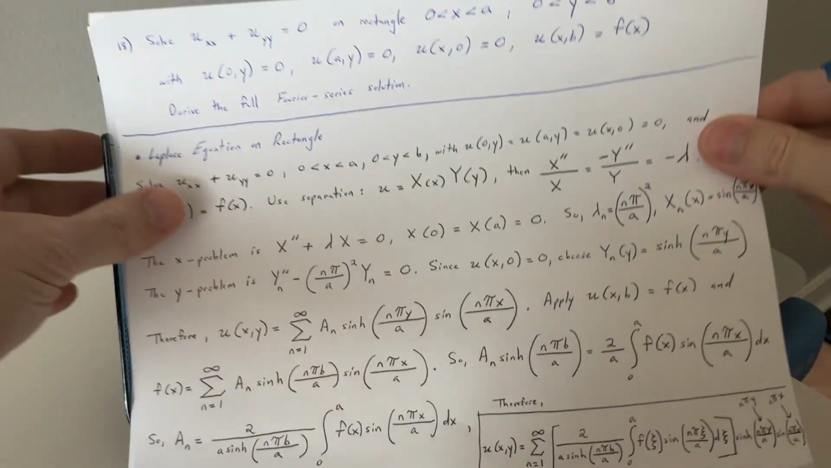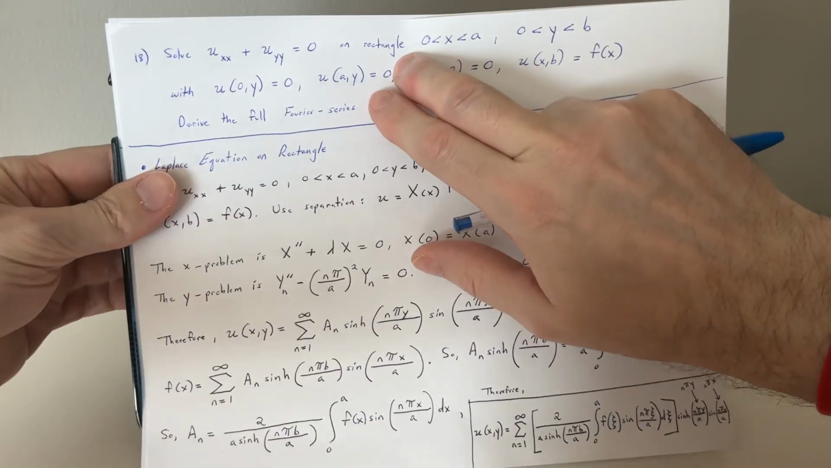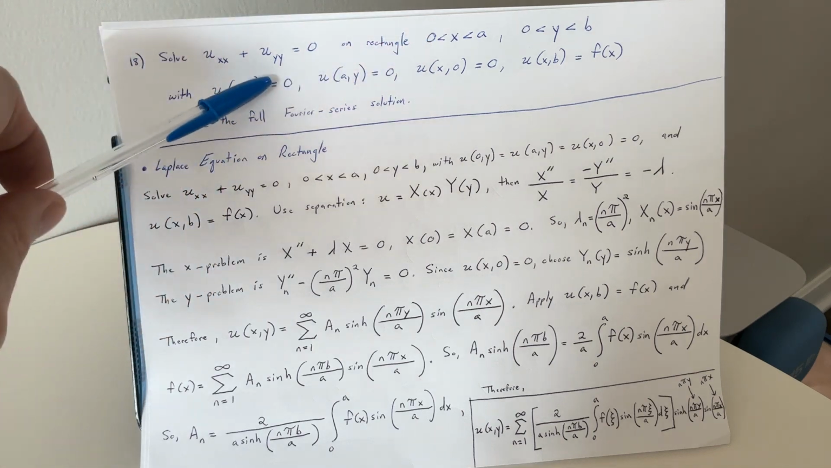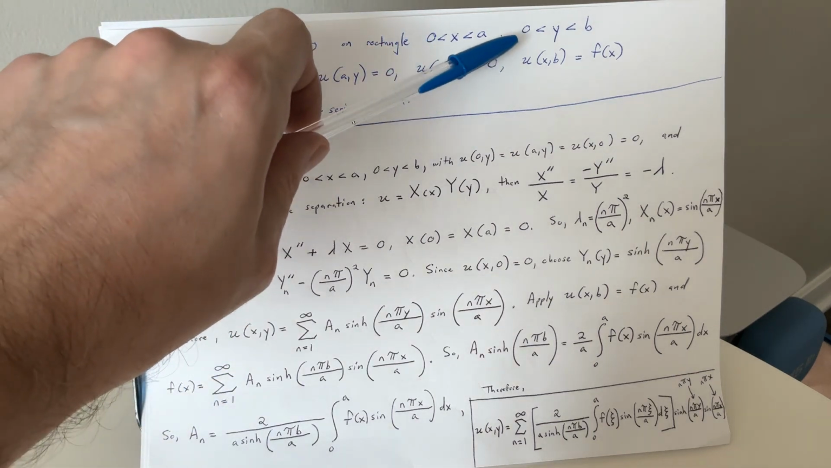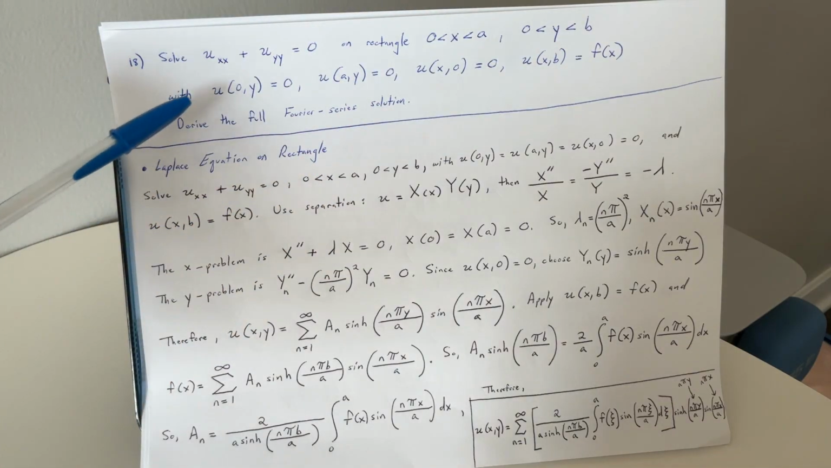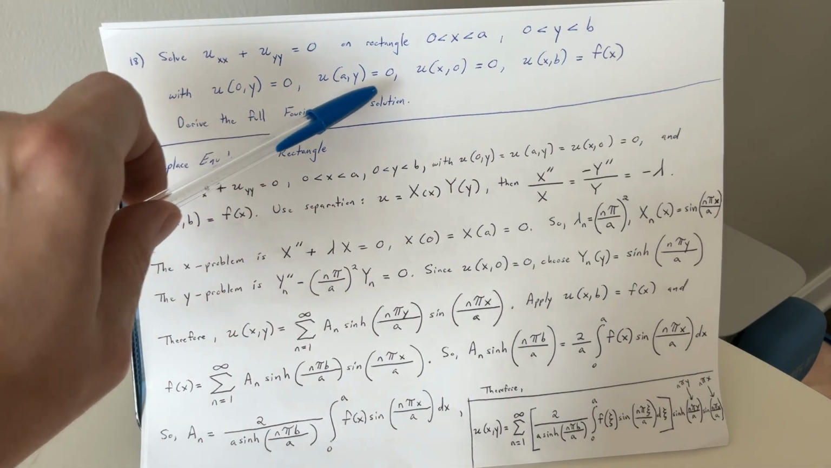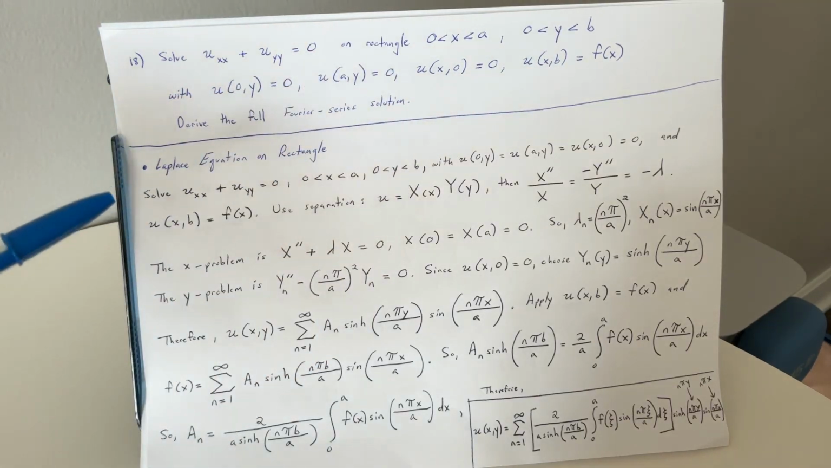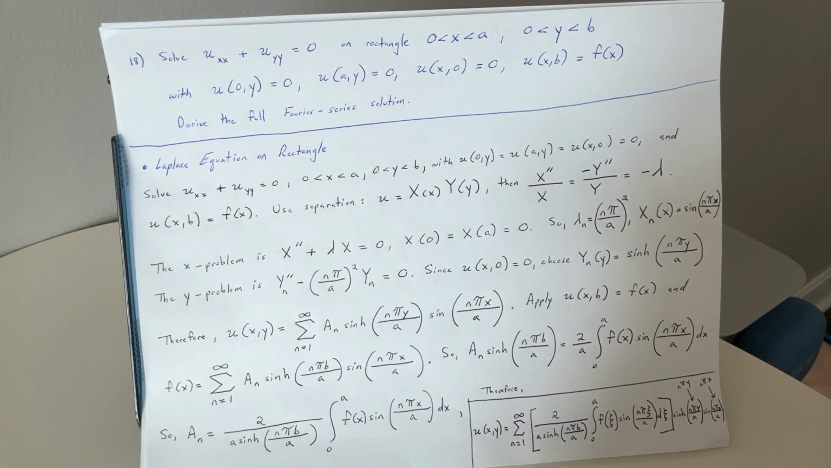And now number 18 here, we want to solve u sub xx plus u sub yy on the rectangle, 0 is less than x is less than a, where 0 is less than y is less than b, with u of 0, y equals 0, and u of a, y equals 0, u of x, 0 equals 0, u of x comma b equals f of x. And we want to derive the full Fourier series solution.